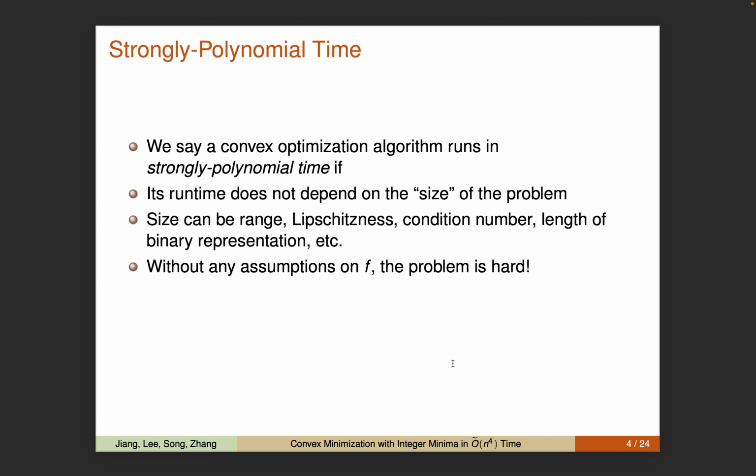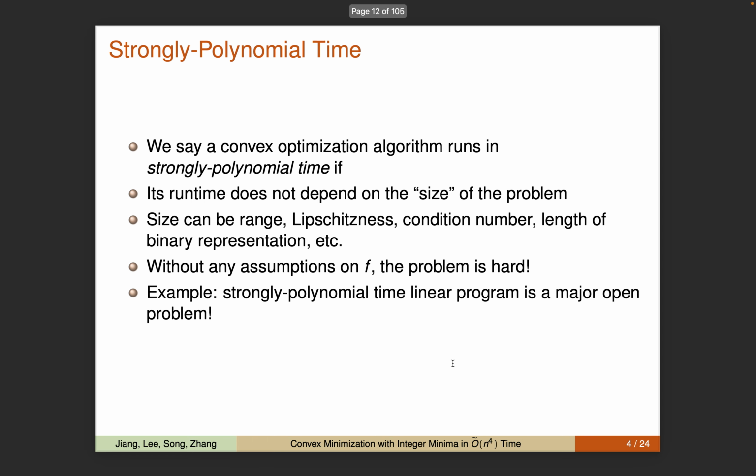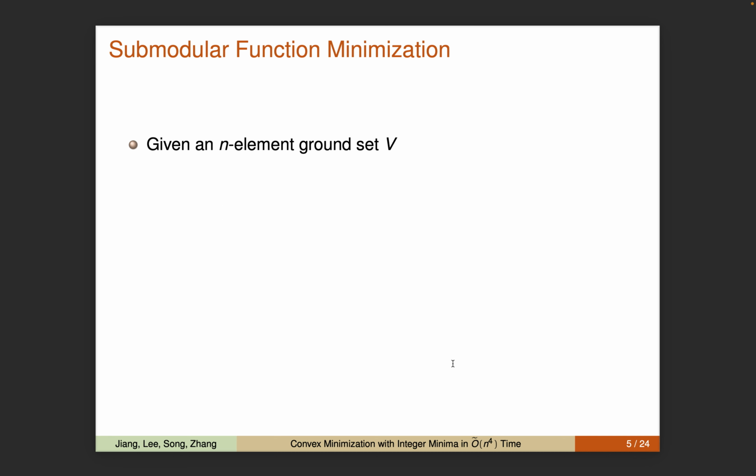As we will see later, obtaining an algorithm for convex optimization with strongly polynomial runtime is essential for many applications. However, without any structural assumptions on f, the problem is not easy. For example, it is still a major open problem whether one can solve linear programs in strongly polynomial time. On the other hand, there exists a class of somewhat easier problems that admits strongly polynomial time algorithms.